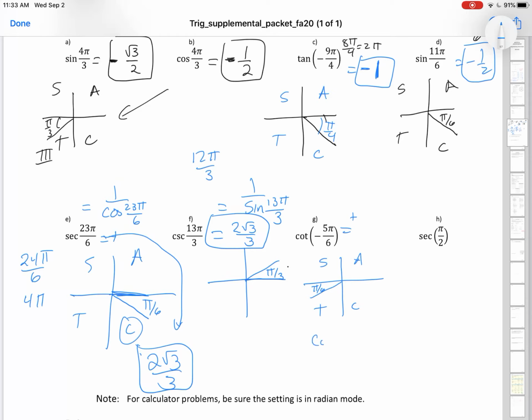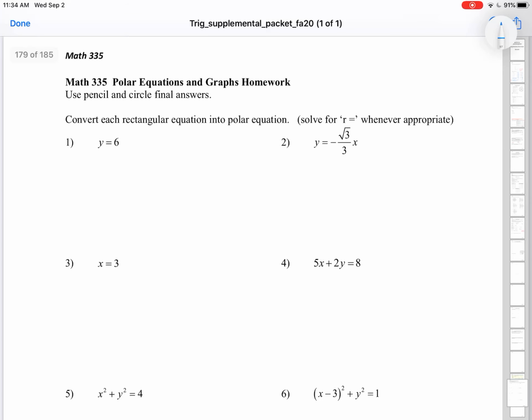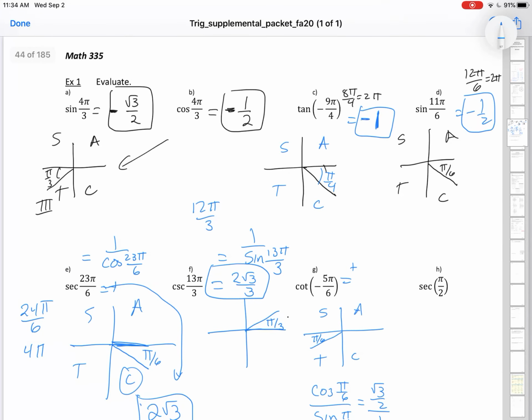Cotangent is cosine over sine. Cosine of pi over 6 is root 3 over 2. Sine is 1/2, and if I divide those two, I'm going to get a root 3 out of there. Nice, I was able to come right back. I'm going to get a root 3 out of those guys.